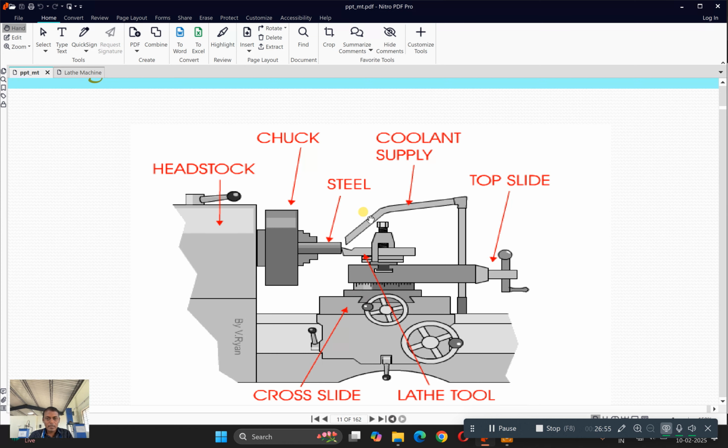In some lathes you can also see there is a coolant supply. So the purpose of this coolant supply is to minimize the frictional heat which is generated in between the rotating workpiece and your single point cutting tool. You can very clearly see the single point cutting tool available here.